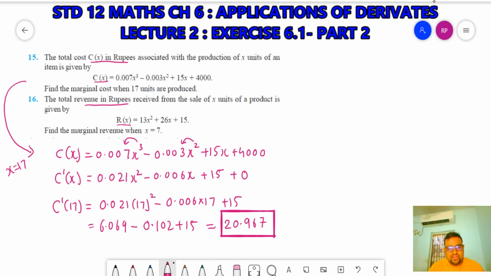Similarly, you have to solve 16 by yourself. The formula for revenue in rupees is given, that is R of x. Just take its derivative, that is R dash x, and put the value of x as 7. So solve both 15th and 16th.